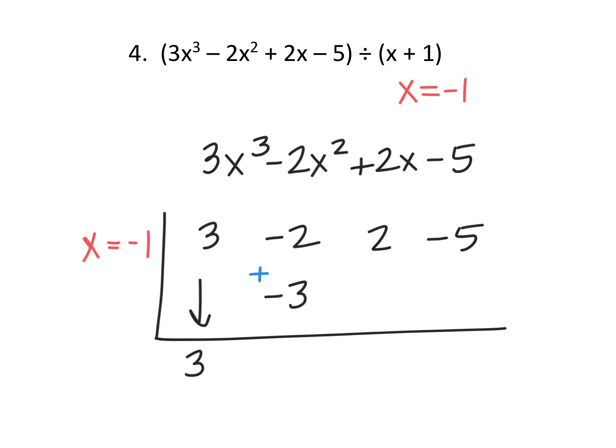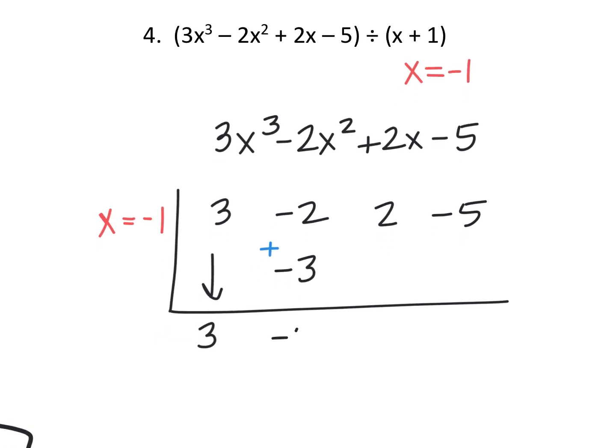Now you just add, which gets us negative 5. Okay, now we're going to do negative 1 times negative 5, which is 5. Add those, we get 7. Multiply one more time. Negative 1 times 7 is negative 7. And then if I add down again, I would have negative 12. So this is my remainder.